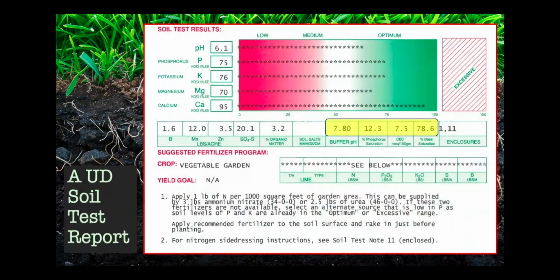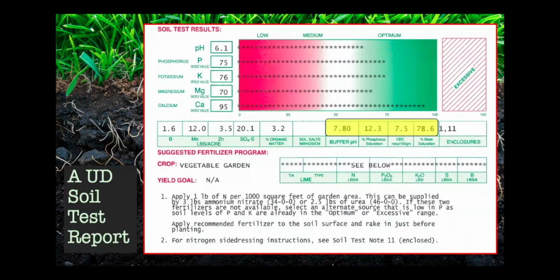Now let's get into this part. This is the real chemistry part. If you don't understand what I'm saying, just tell me to shut up and move on. So the first number here is buffer pH. The highest this number can be is 8. This is just something that they use in the lab to calculate how much lime to put on your soil. It's a measure of how resistant your soil is to changing the pH. A higher number means it's more resistant, so it's going to take more lime. If that number is lower, they're going to tell you to use less lime.